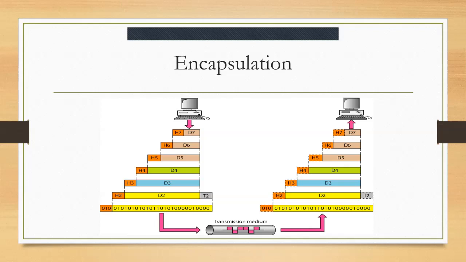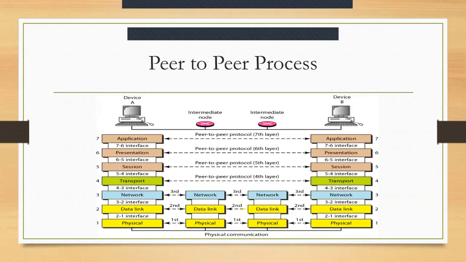Now, what are the contents of these headers? These headers contain the information related to that particular layer. It might be related to the protocols that are being used. The header formats of each layer we are going to study in detail when we study the protocols. Let us proceed. The next point is the peer-to-peer process.